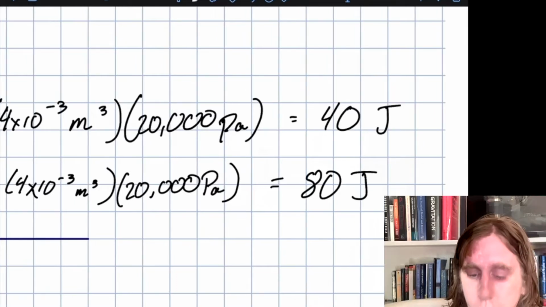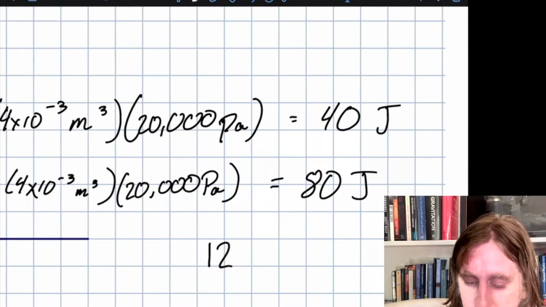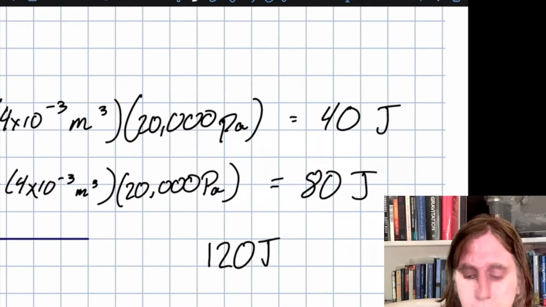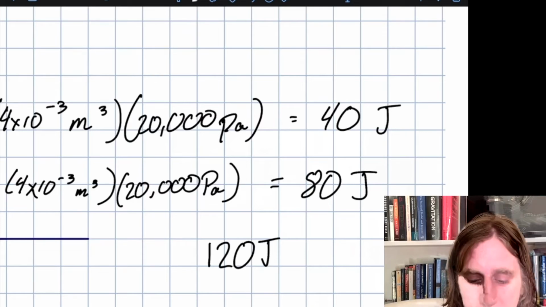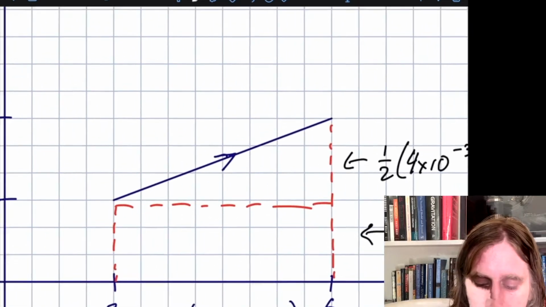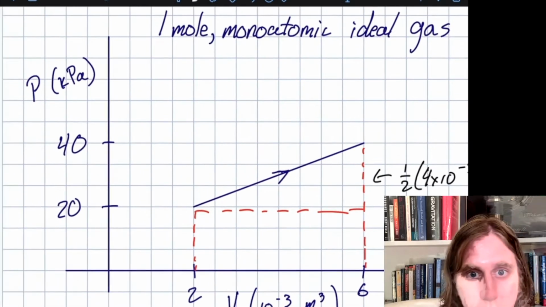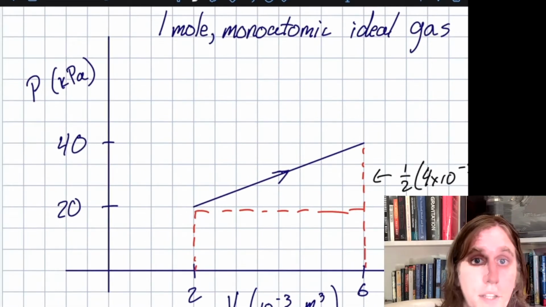And so the total amount of work done is just these two numbers added up, 120 joules, right? It's actually not. The number is correct, but the sign is incorrect. The volume of this gas is increasing, as indicated by this arrow. The arrow is pointing up and to the right. To the right on this diagram is towards increasing volume.